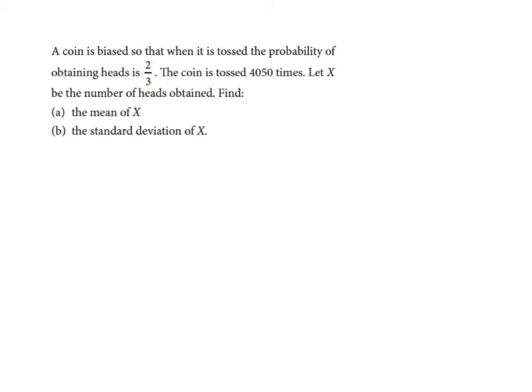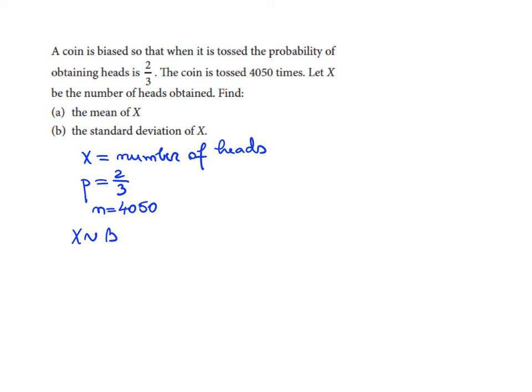Let us solve this question together. Please pause the movie and try the question by yourself. So x is the number of heads. Since I'm counting the number of heads, probability of success is probability of obtaining a head, which is 2 over 3. I repeat the experiment 4,050 times. It is a binomial experiment. It fulfills all 4 conditions of the binomial with n and p.